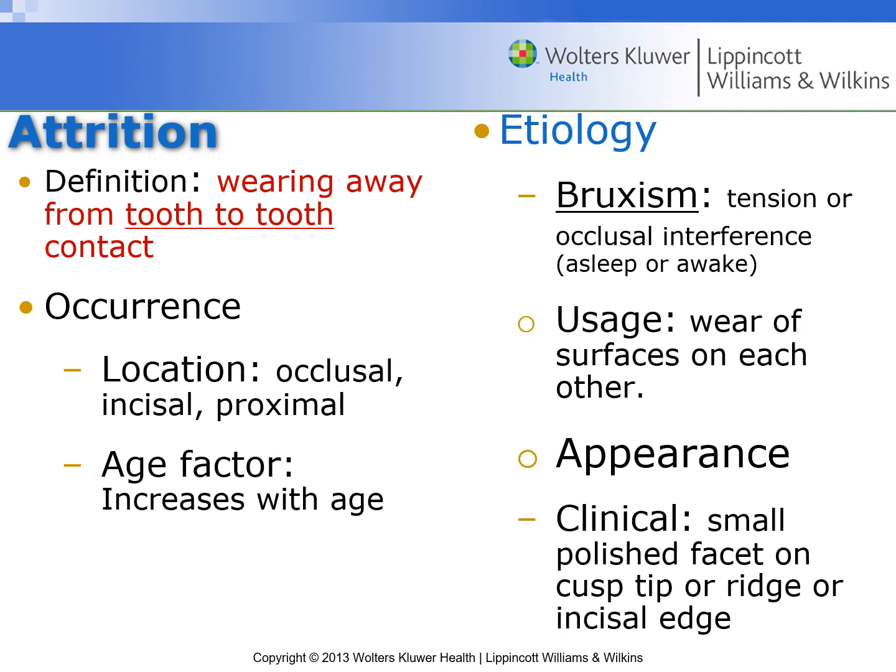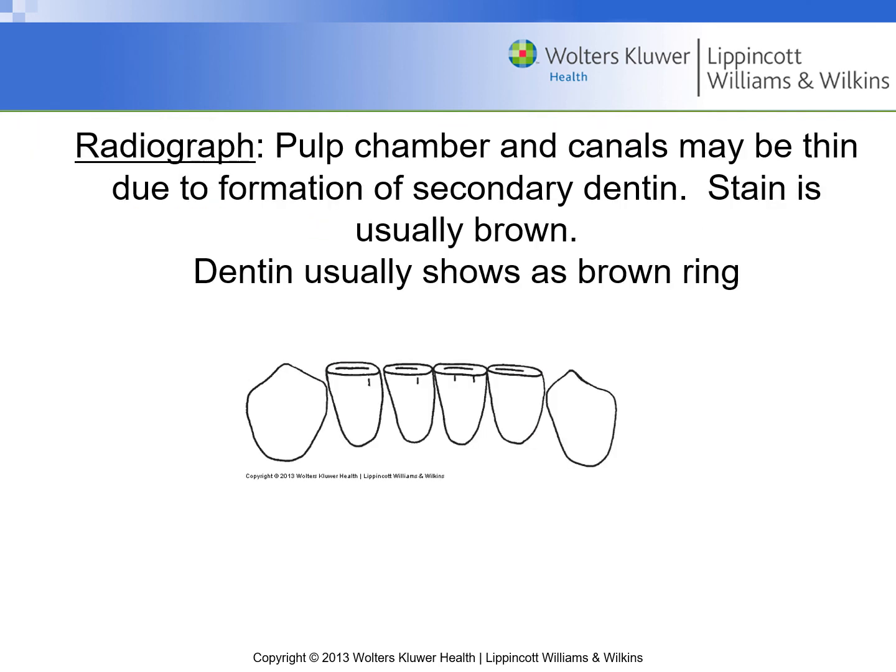So some people do that when they're awake, and maybe they have to try to get treatment to stop this bruxism while they're awake, and get some help with nervousness and so on. So it's the wearing of surfaces on each other, and when the wear spots are small, they look like polished facets, they call them facets, on the cusp tip or ridge of a molar or incisal edge. So this is what it can look like right here.